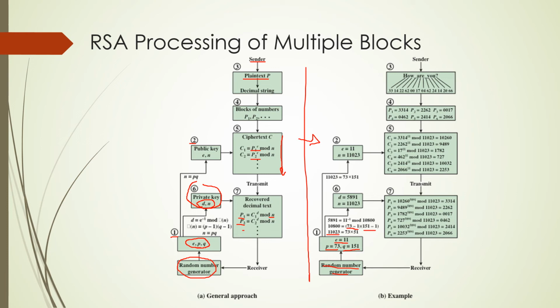And then because E is 11, that's the random number generator outcome, the inverse of 11 mod the totient of n would be 5,891. You can verify it by multiplying 11 and 5,891, and then finding the remainder of the product when you divide it by 10,800. The result should be 1. I'm not going to do it, but you do it if you're wondering if it's correct or not.